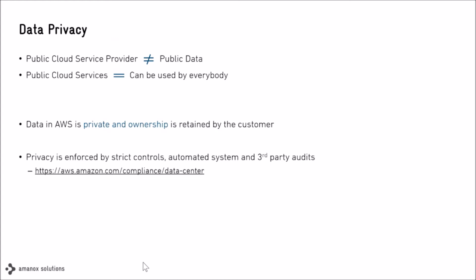Secondly, the data in AWS that you store is yours. So you have the ownership of your data and decide what to do with it and how to secure its access. The role of AWS is to make sure that the privacy of your data is respected. So this is done through strict controls, third-party audits. I provide you here with a link where you can go and check more information about data center security.